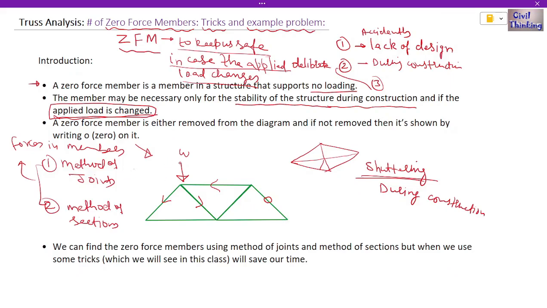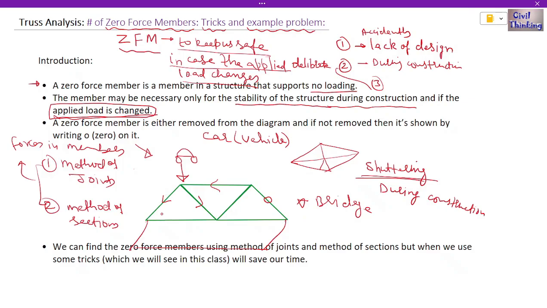Now let us say this W was a car, a vehicle, and this is a bridge. This is a bridge, and we have a car on the bridge. This W is basically a car. Forget about the drawing, just try to understand.